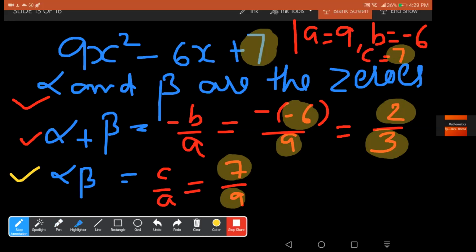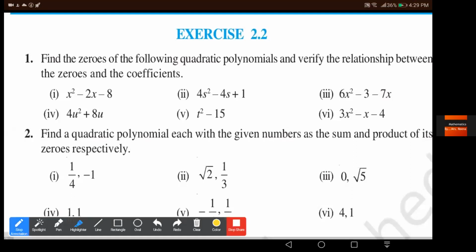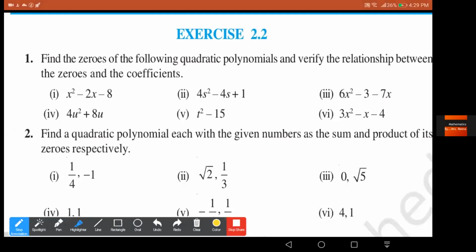So let us see now what is given in question number 2. Exercise 2.2 question number 2 में हमें क्या given है? Find the quadratic polynomial. अब हमें quadratic polynomial find करना है each with the given numbers as the sum and the product of its zeros respectively. Means जो first number है in each part, this first number represents sum of zeros and second one product of zeros. Sum of zeros and this is product of zeros. Here sum of zeros and this is product of zeros.